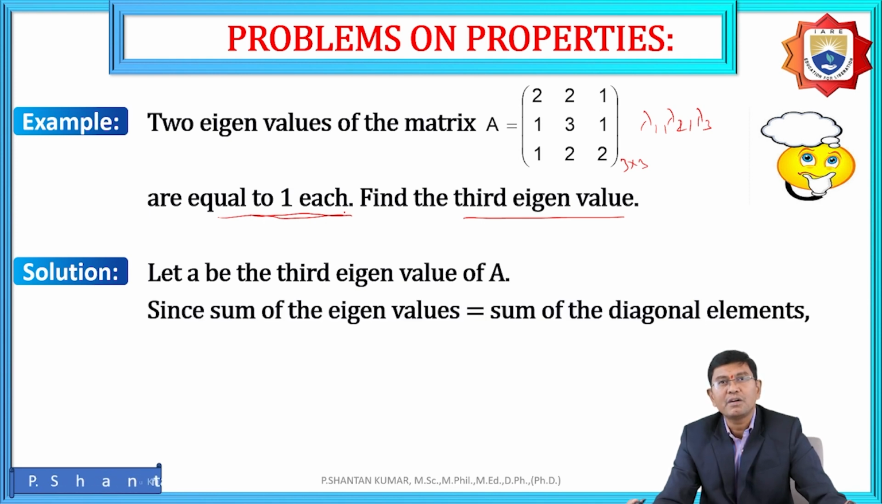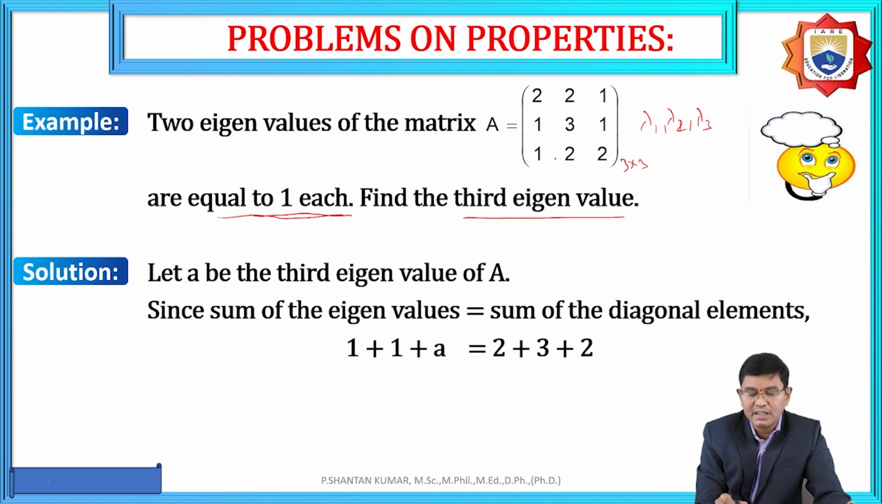Since the sum of the eigenvalues is equal to the trace of the matrix, that is, the sum of the diagonal elements, lambda 1 plus lambda 2 plus lambda 3 is equal to the trace of the matrix. The trace of the given matrix is 2 plus 3 plus 2. Already given, two eigenvalues are equal to 1 each. That means lambda 1 is equal to 1, lambda 2 is equal to 1.